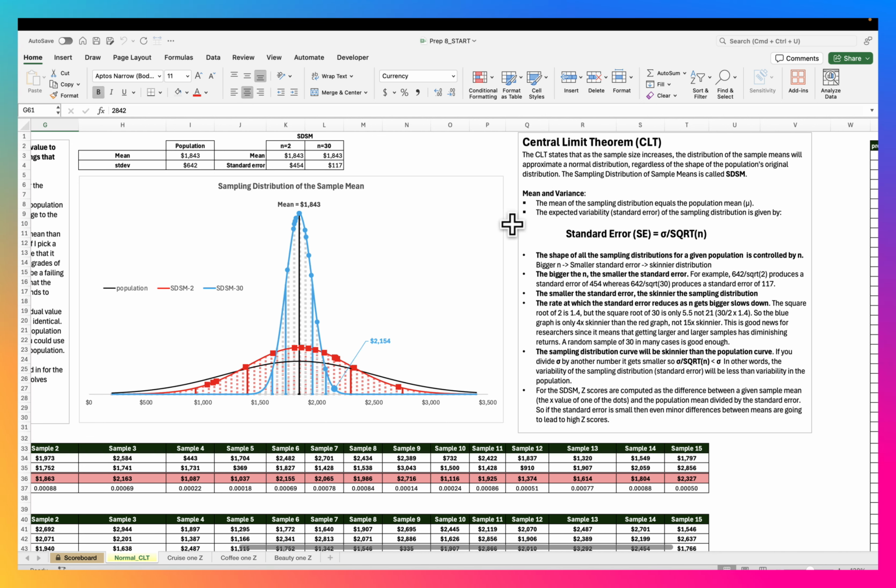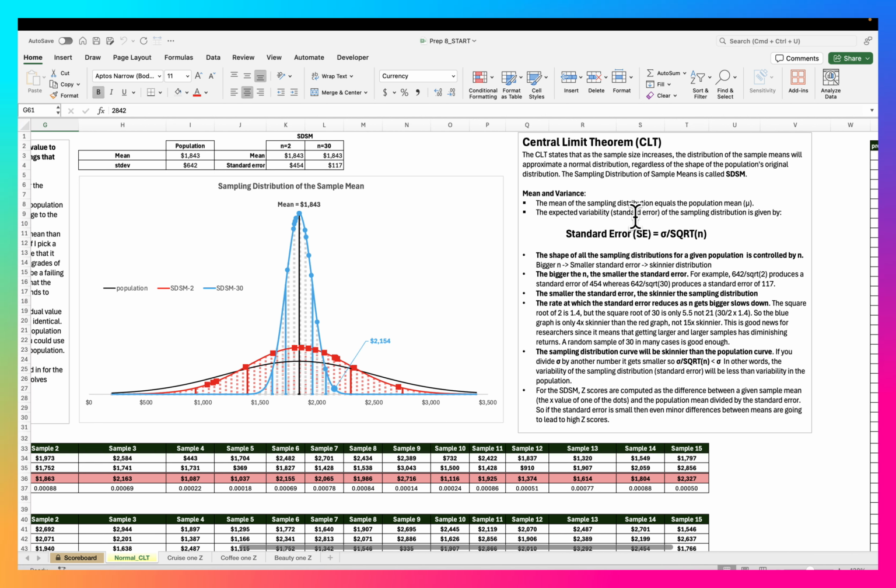Okay. The mean of the sampling distribution equals the population mean. So you can see this. Everybody's got the same mean, right? The population mean is this black line, which is the same as the mean of the sampling distribution of the sample mean, sample size 30, and it's the same as the mean of the sampling distribution of the sample mean, sample size 2.